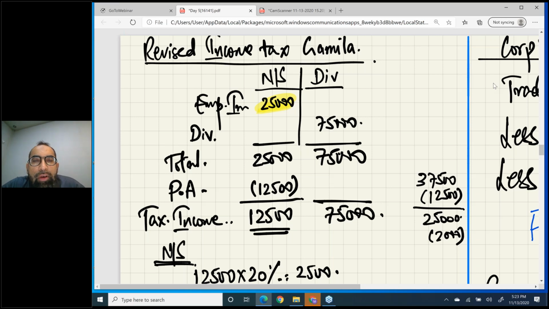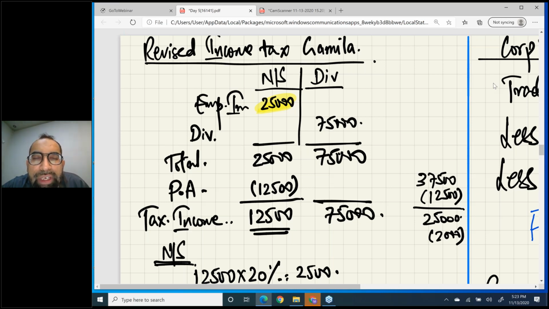Now look at here. Non-saving is 25,000, dividend is 75,000. If you add it, your total income is 25 plus 75, which is 100,000. There is no qualifying interest, boys and girls. So your total net income is 100,000. We take net income, and then we deduct gross gift aid. There is no gross gift aid. There is no gross PPC. So your ANI in this question is exactly 100,000.